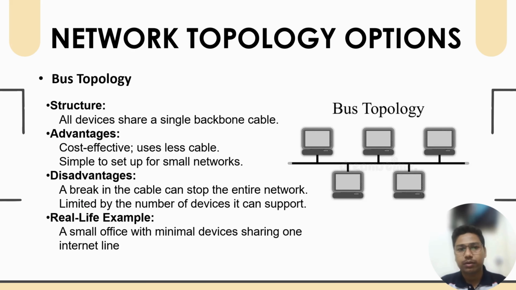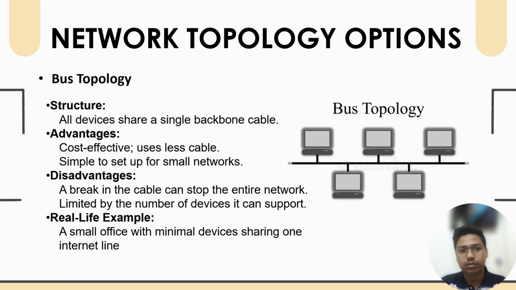Now let's talk about the bus topology. In this setup, all the devices are connected along a single backbone cable. Data travels through this cable and each device listens to find out if the data is for it. The advantages of the bus topology are that it is cost effective because it uses less cable. It is simple to set up for a small network, like an office where a few devices are using the same internet.